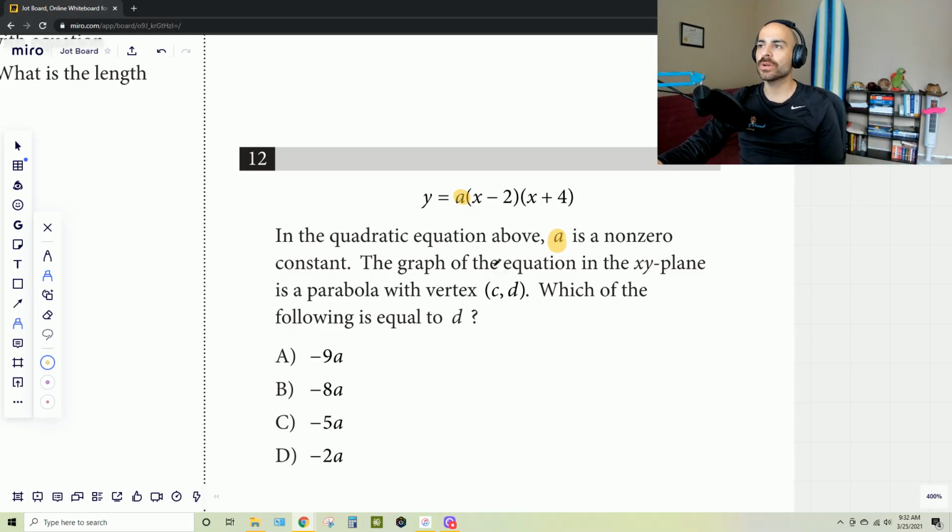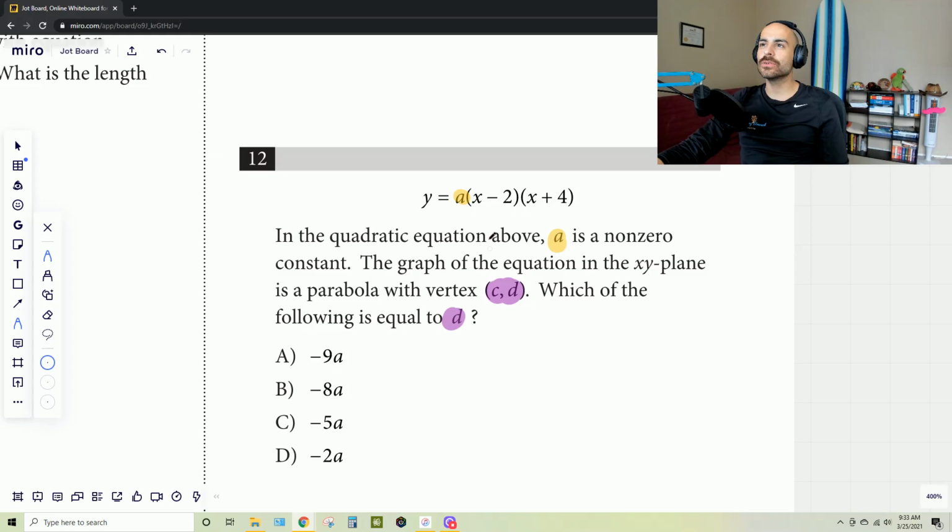The graph of the equation in the xy-plane is a parabola with vertex (c, d). So there's a vertex that as of now isn't obvious to us, but we know that we would describe the x-coordinate as c and the y-coordinate of the vertex as d. Which of the following is equal to d? So what is the y-coordinate for our vertex? Now here's the thing. You have to maybe read it twice just to understand it. But once I see what it is, I have a parabola being described to me here, and they want to know what the vertex is. That's really what they're asking.